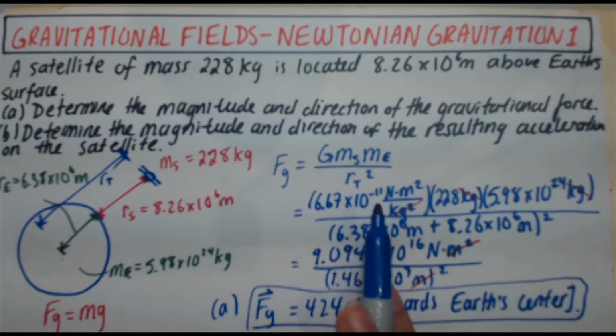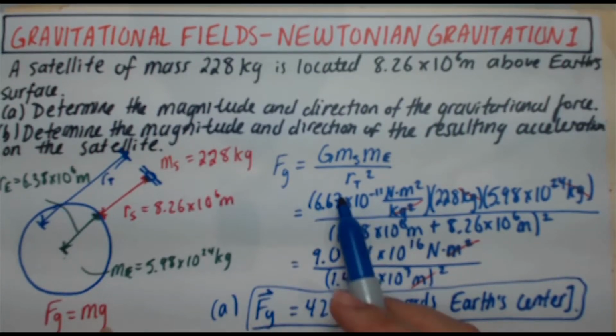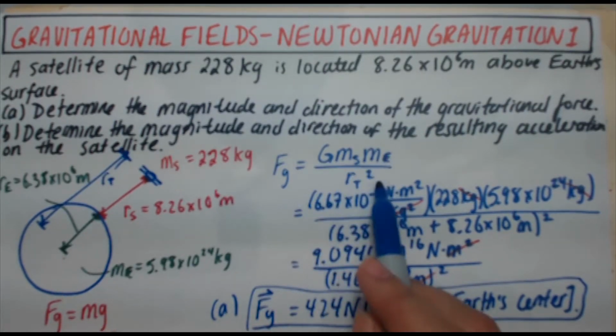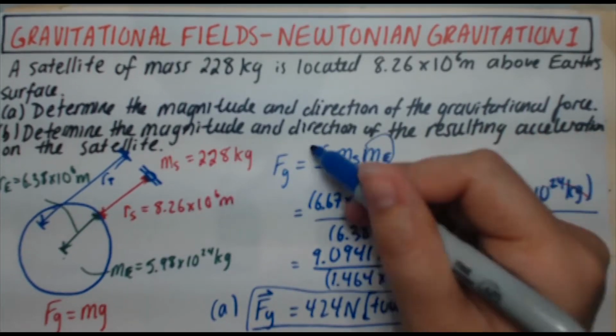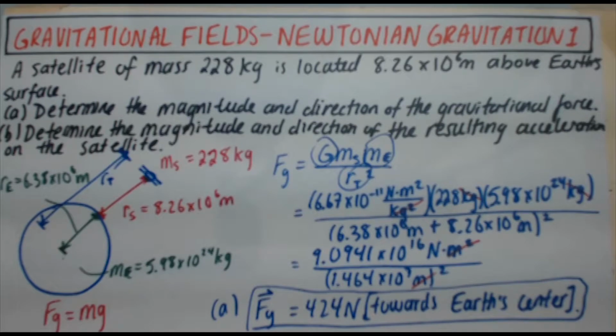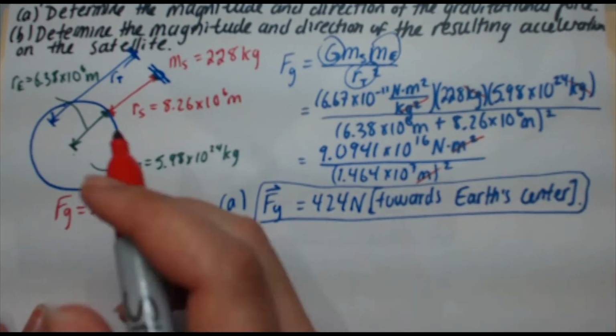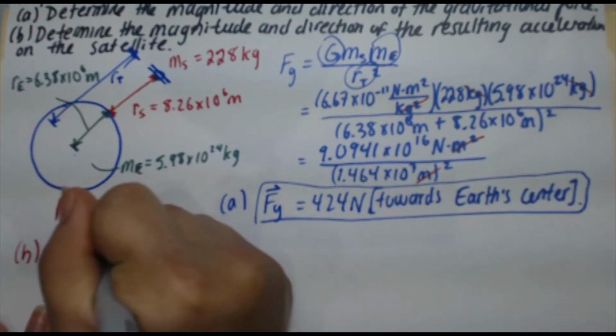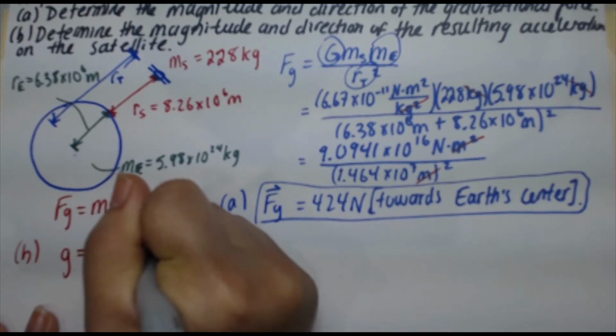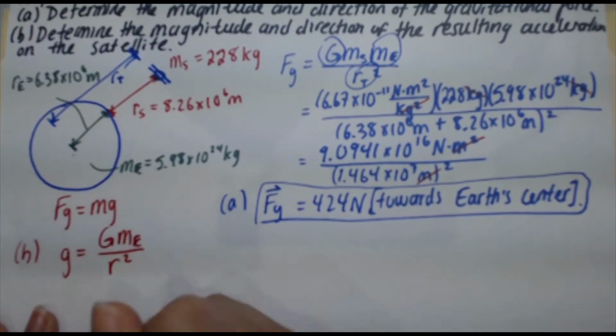Now, if you compare the two of them, you've got mg and you've got GMm over rt squared. Okay, the only real difference here is here, here, and here. Those three elements are different, right? So if you actually compare the two formulas, you can gather that for part B, your acceleration due to gravity is simply G Me over r squared.